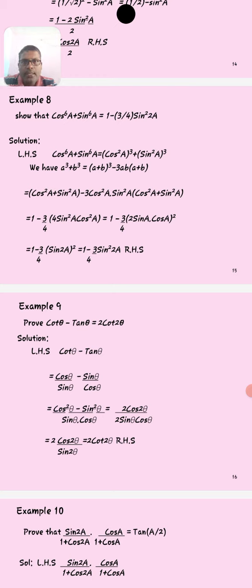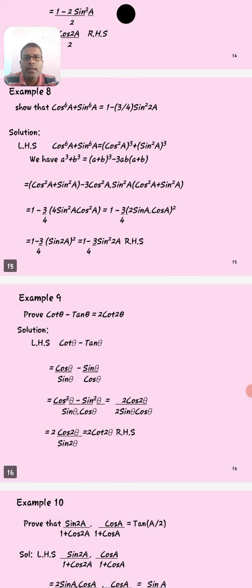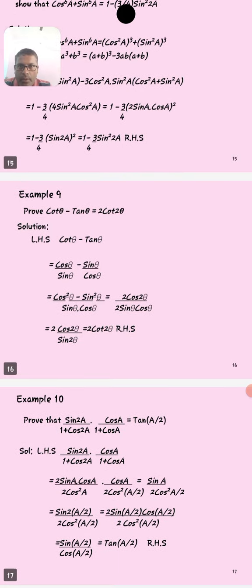So this is an important problem. You have to remember the formula: a cube plus b cube is equal to a plus b whole cube minus 3ab into a plus b. Then you have to substitute a as cos square a and b as sin square a. After that, multiply both numerator and denominator with 4 to convert it to the form 2 sin a cos a whole square. We know that 2 sin a cos a equals sin 2a, then the square will be 1 minus 3 by 4 sin square 2a. Okay.